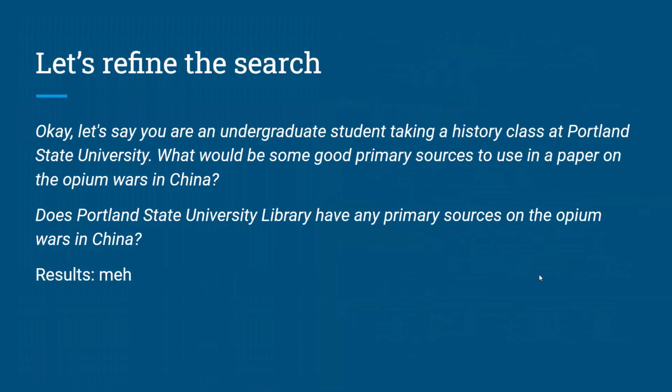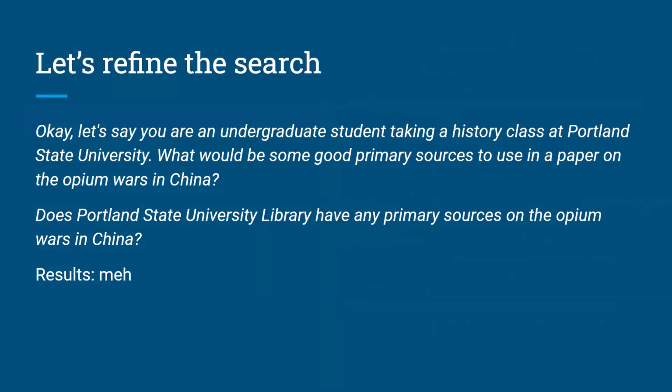So then I decided that I wanted to refine my search a little bit and see if it could actually help me identify where I could find these sources at Portland State University. So does Portland State University have any primary sources on the Opium Wars in China? I refined the search, and the results were not impressive. It basically listed almost exactly the same resources. And so it didn't really narrow in and differentiate.